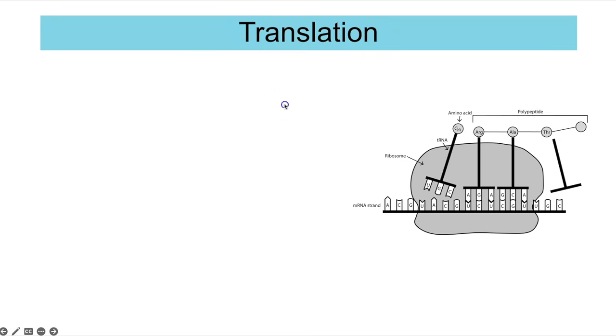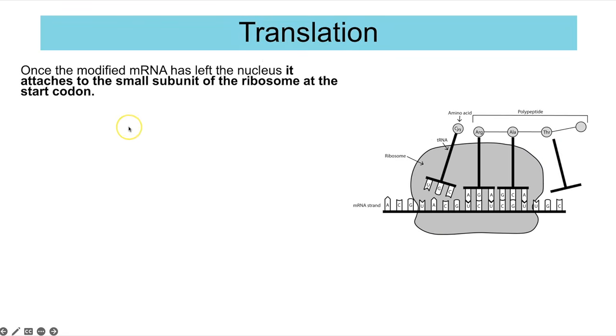And that then takes us on to the next step, which is translation. So once that modified mRNA has left the nucleus via the nuclear pore, it attaches to the small subunit of the ribosome at the start codon.